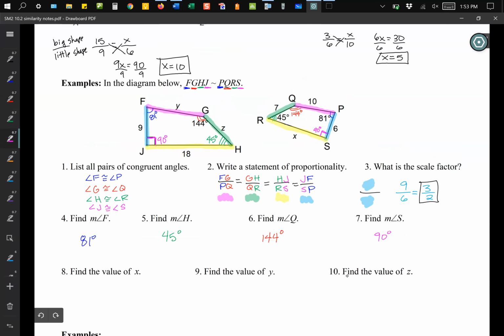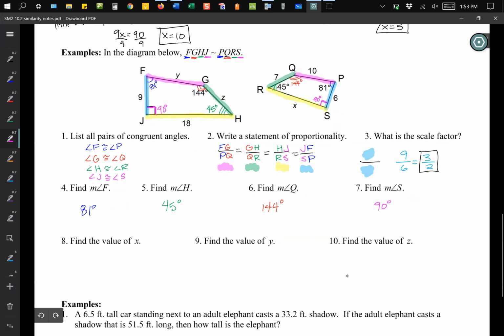If you didn't mark the diagram, look at where the letter is in the statement and say, okay, S matches J. How big is J? J is 90 degrees. Now to figure out the missing sides, use this scale factor, this 3/2 or the 9 over 6, and set up equations. Be consistent about which shape you're putting on top, and just remember, put the same shape on top each time.